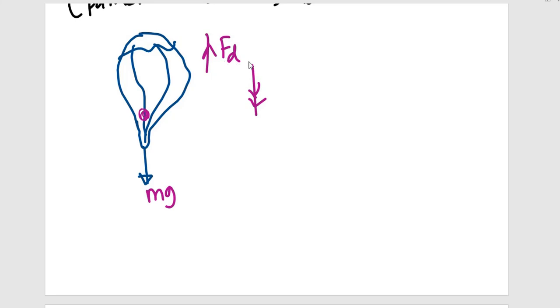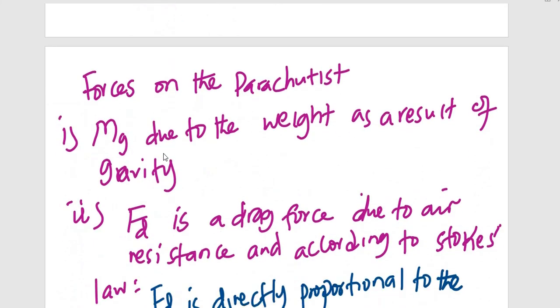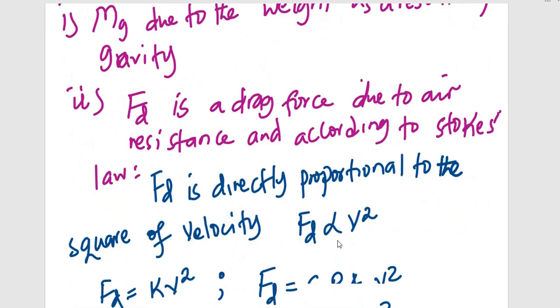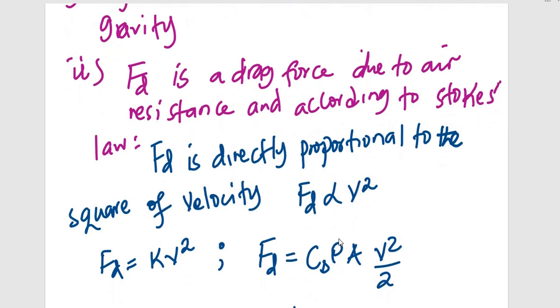If the acceleration is arbitrarily taken to be down, then let us look at the forces. Mg is due to the weight as a result of gravity, and Fd is a drag force due to air resistance, and according to Stokes' law, this Fd is directly proportional to the square of velocity. Therefore, Fd is equal to kv squared.